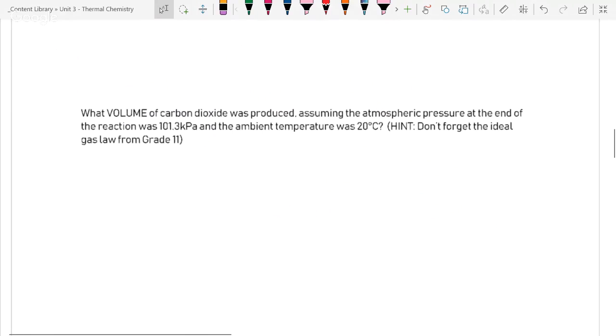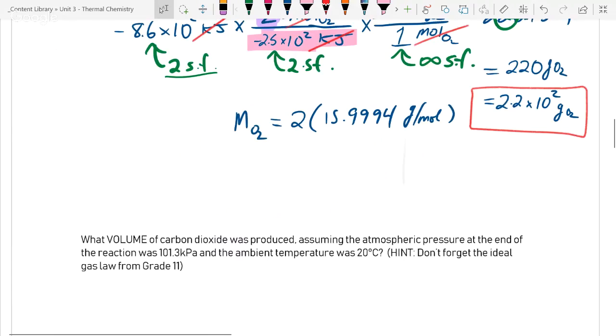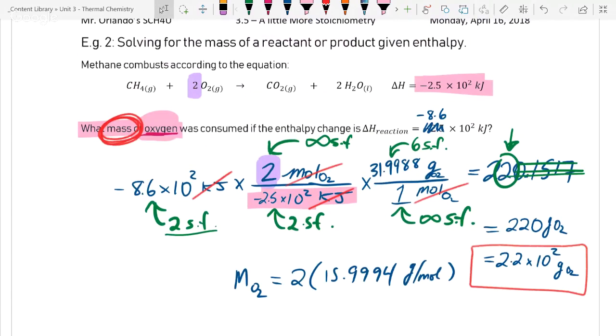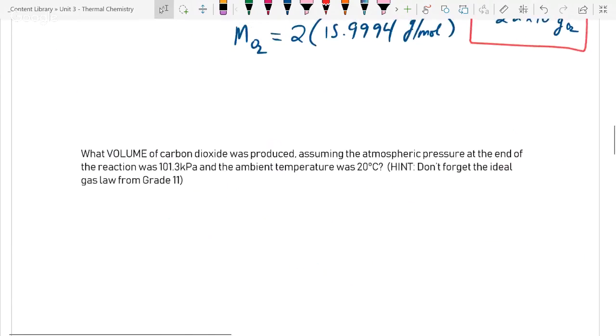All right. I promised I'd give you one tricky one. So here's one tricky one. What volume of CO2 will be produced, assuming atmospheric pressure at the end of the reaction is 101.3 kilopascals and the ambient temperature is 20 degrees Celsius? So we're going to do this same reaction from above, only this time we're going to work our way to a volume of CO2. Okay?